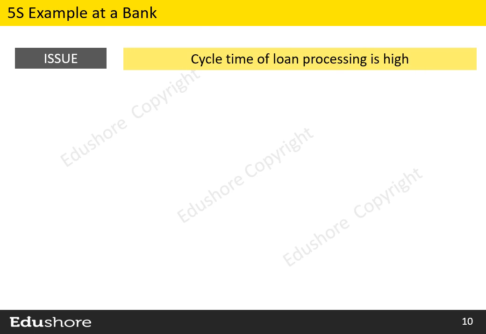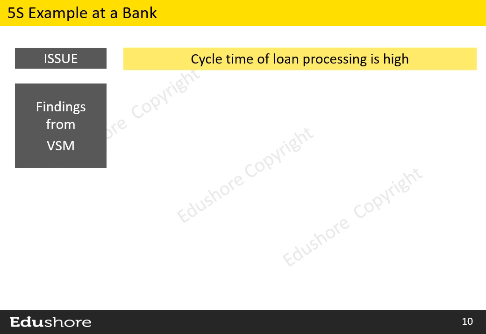Let us look at another example of how 5S can be applied at a bank. Let's say the issue is cycle time of loan processing is high. When we did the value stream mapping, let's say we observed the following reasons for the delay in processing of loans.